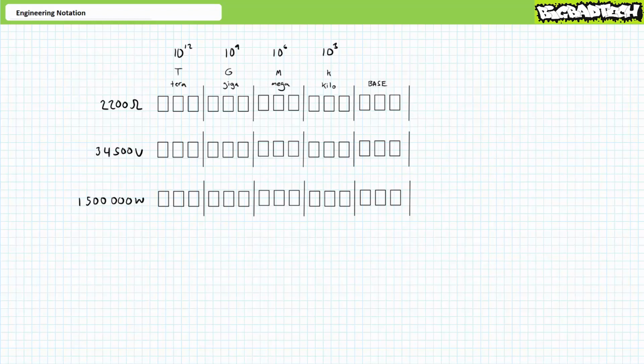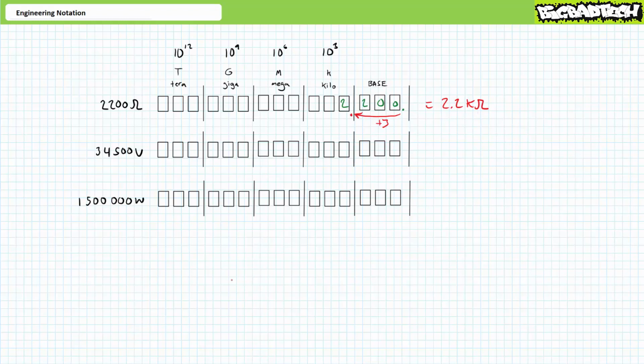Let's look at the first example, 2,200 ohms. If we overlay the number on the vertical columns associated with each engineering prefix, we see it straddling the kilo and the base unit range. If we move the decimal place left 3 spaces, it gives us a coefficient of 2.2, i.e. something 1 or greater and less than 1,000. A 3 decimal place jump left is a kilo, so this number might be more compactly expressed as 2.2 kiloohms.